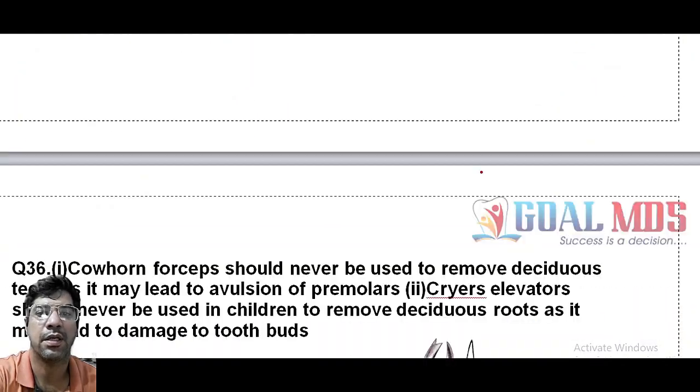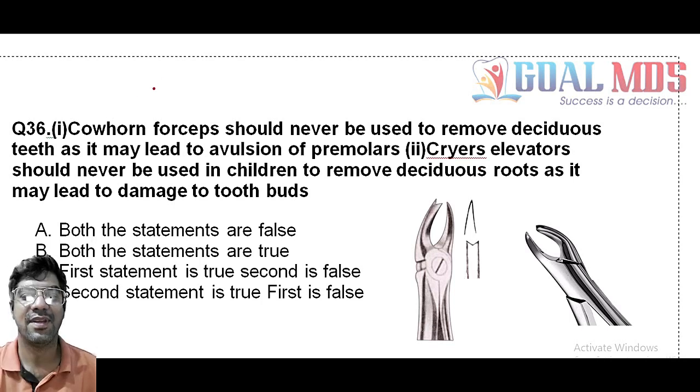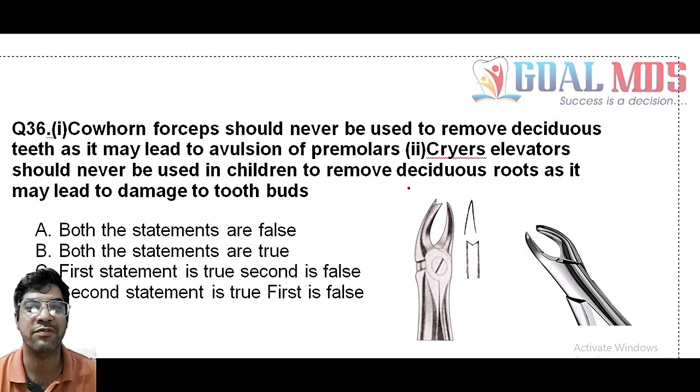Moving to the next question. The cow horn forceps should not be used to remove deciduous teeth as it may lead to avulsion of premolars. The Cryer elevator should not be used in children to remove the deciduous root as it may damage the tooth buds. The first statement, that the cow horn should never be used to remove the deciduous teeth as it may lead to avulsion of the premolar, is true.